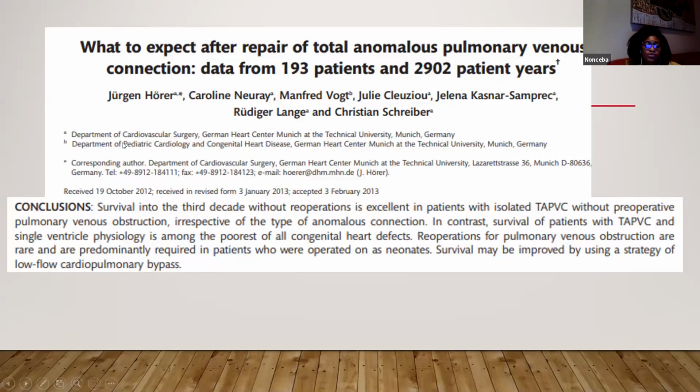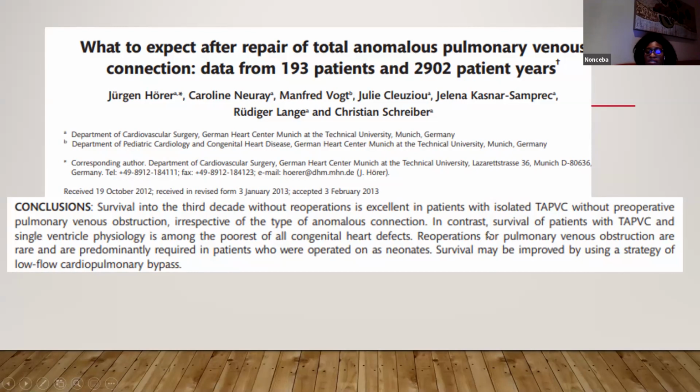So we looked up, there were some articles that we found describing what to expect after repair of total anomalous pulmonary venous return. This one was quite interesting. It was in 193 patients, and the conclusion was that survival in the third decade without reoperations is excellent in patients with isolated TAPVR without pre-op pulmonary venous obstruction. So those with obstruction, they tend to complicate more than those without. And that's irrespective of the type of the anomalous connection.